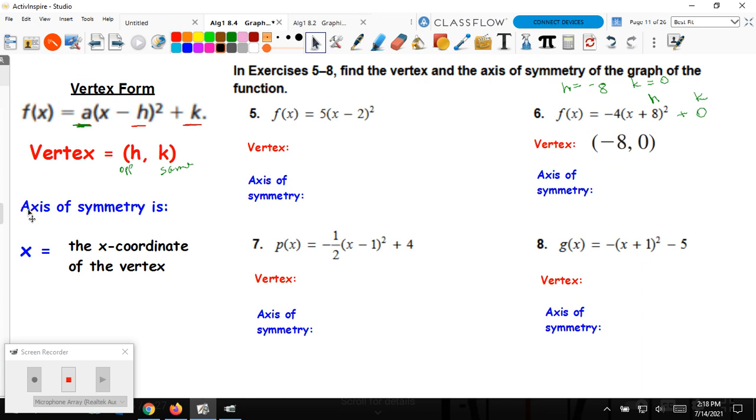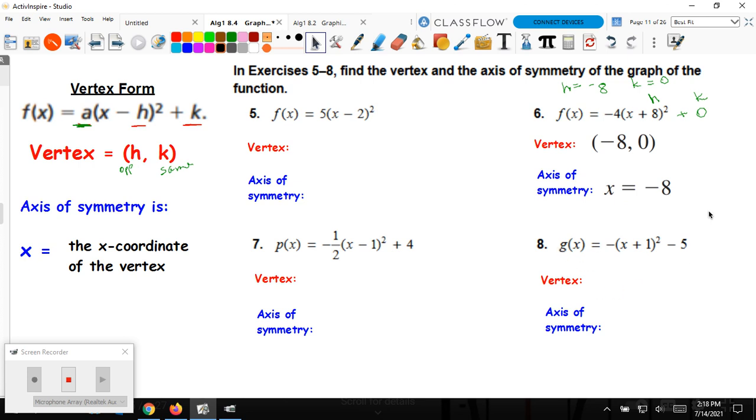Your axis of symmetry is always going to start off with x equals, and then it's just the x coordinate of the vertex, which would be whatever the H is. So in this case, it is negative 8. So down here, it's just going to be x equals negative 8.